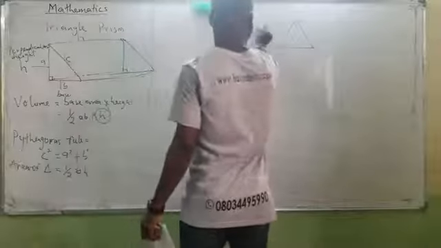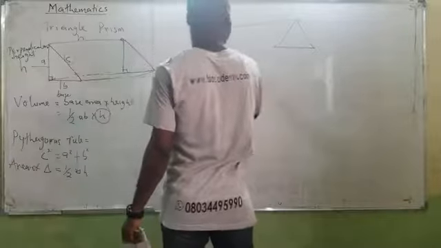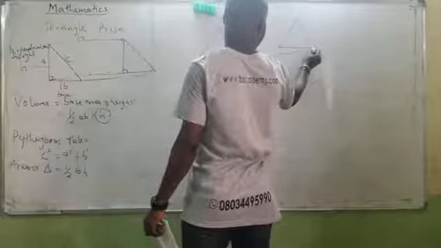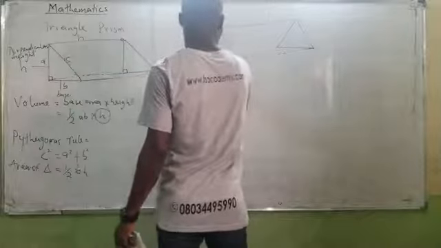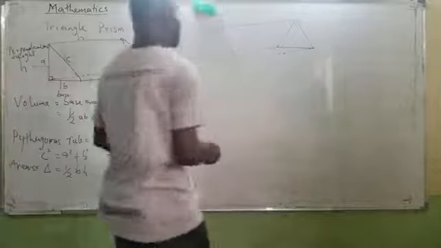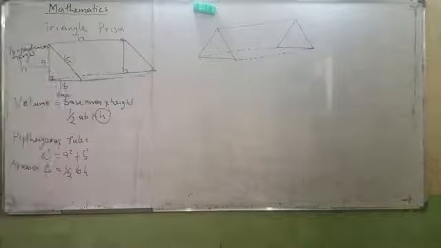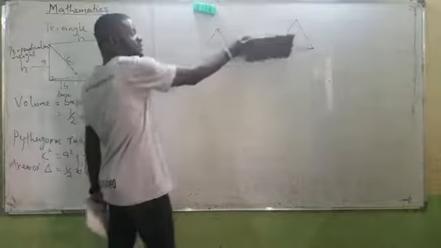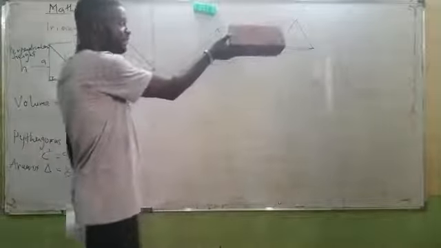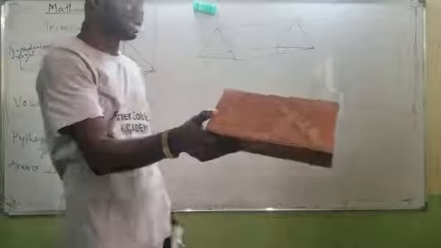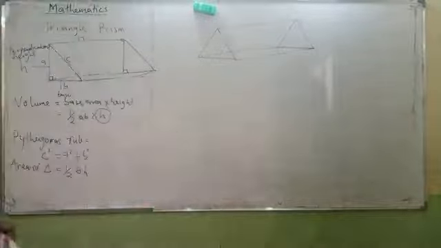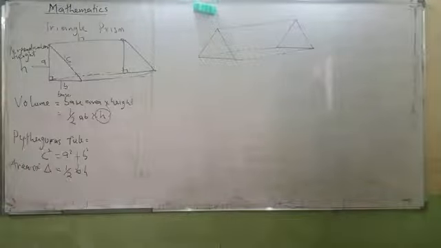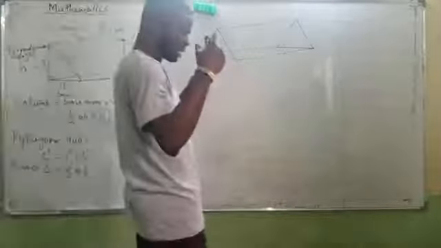Now, I join this together. I think that is what I'm having here with me. This is a very good example of what I'm having here with me. Can you see? Now, this time around, if the question is coming in form of what?